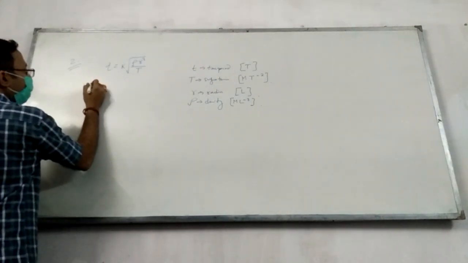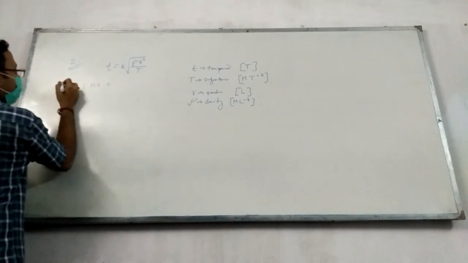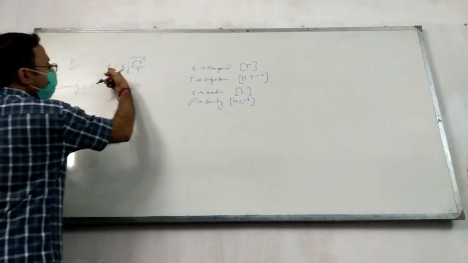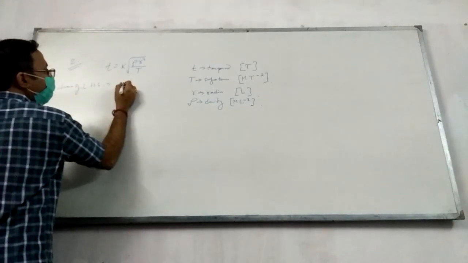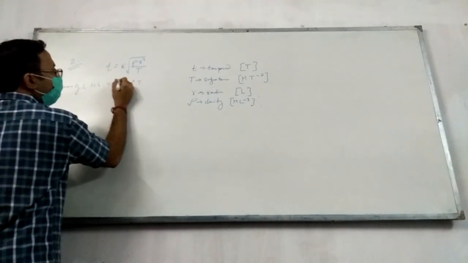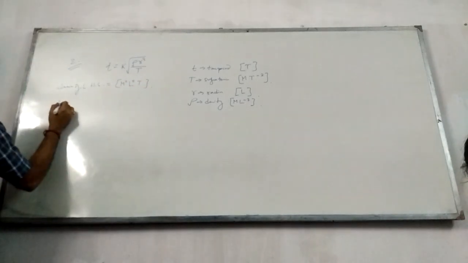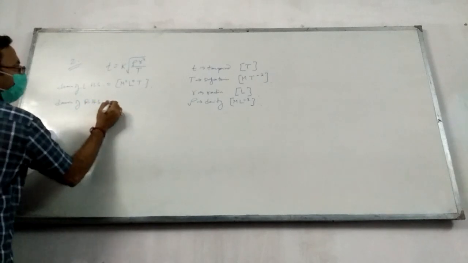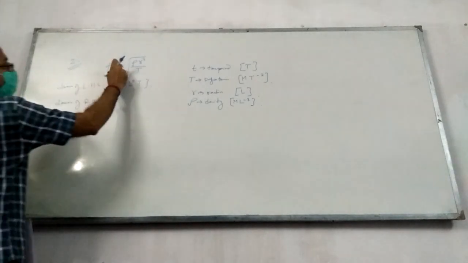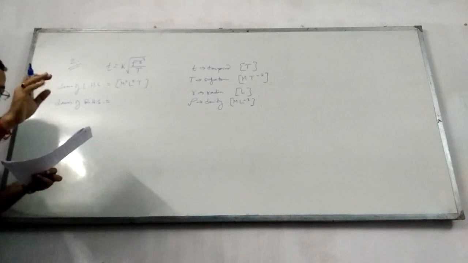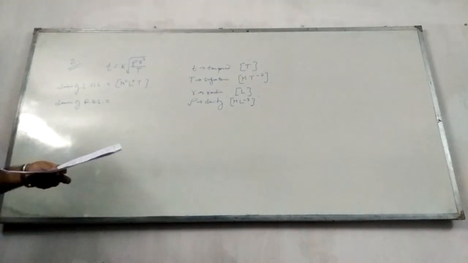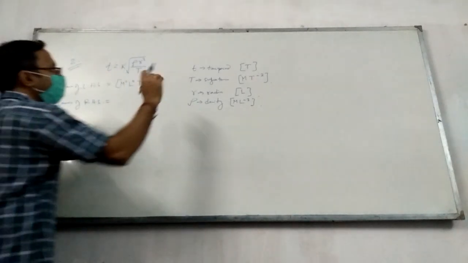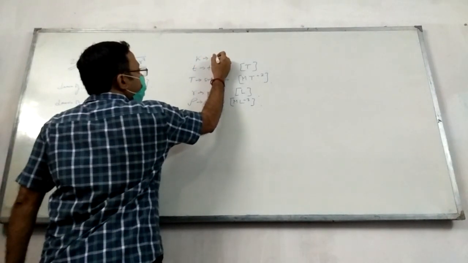So to check correct or incorrect, we find out the dimension of LHS. The dimension of LHS is the dimension of T. So that is T, with L to the power 0, M to the power 0. And the dimension of RHS? What will be the dimension of RHS? Quickly tell. K doesn't have any dimension. We need to consider K as dimensionless. Why? Because nothing is mentioned regarding K. Nothing is mentioned about K, so you need to take K as dimensionless.